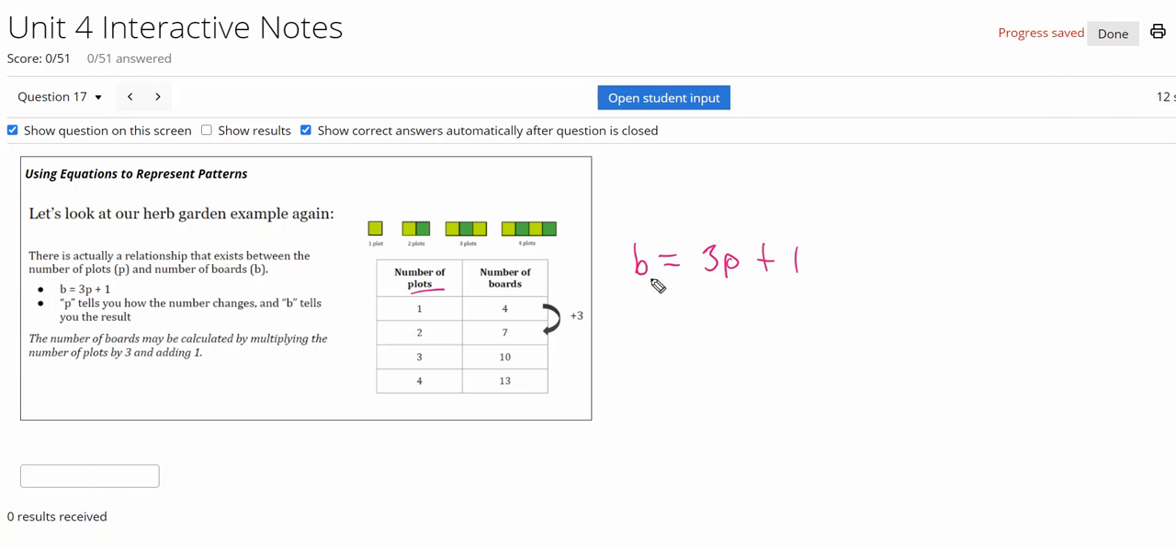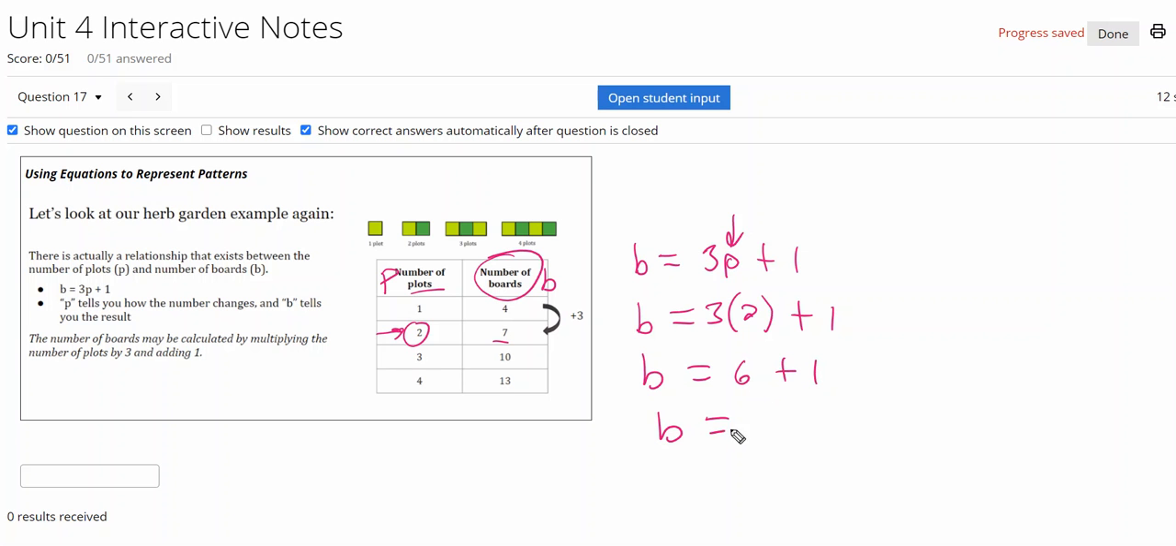So let's just try it out to prove that this actually will work, right? So if I want to know how many boards I need, this one, right? This is my B and this is my P. So if I want to know, let's say for this one, if I have 2 plots, that'll equal 7. Let's try it out. We could say, okay, the number of boards would equal 3 times, and instead of a P, I'm going to put in what P is, right? I'm going to say there's 2 plots. So 2 plus 1. Okay, well, B is equal to 3 times 2 is 6 plus 1. So then B is equal to 7.